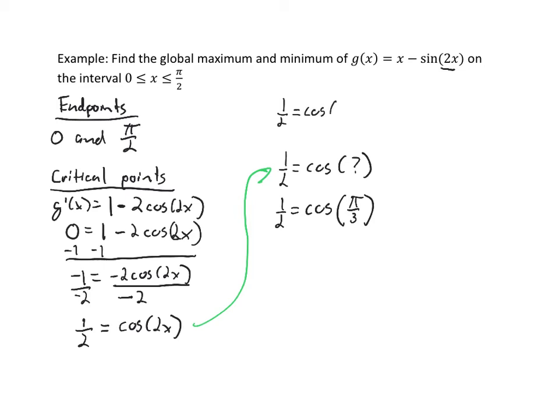So thinking back to our original example, 1/2 equals cosine of 2x. Okay, I want where 2x results in pi over 3. So really what we're trying to solve here is 2x equals pi over 3. And if we multiply each side by 1/2, x is pi over 6. That is our critical point. Pi over 6.